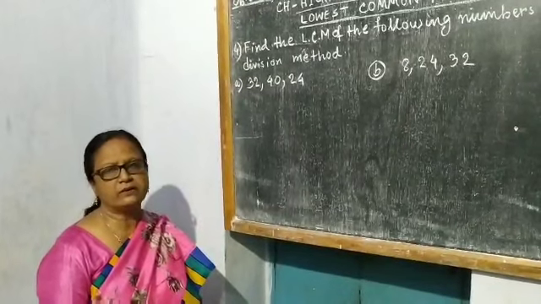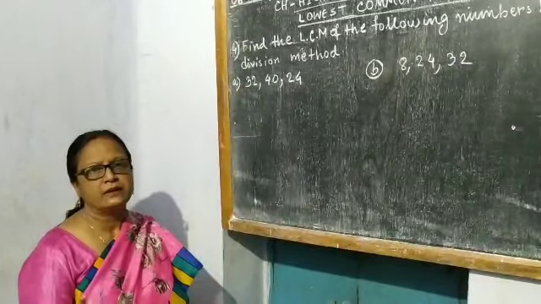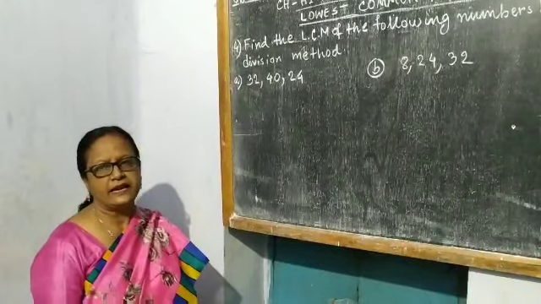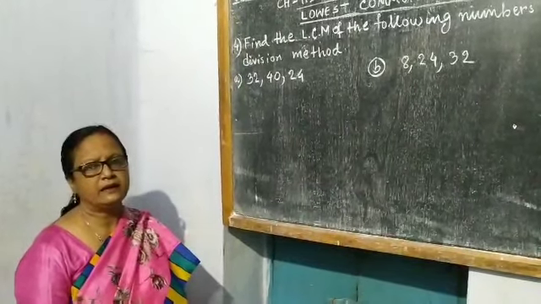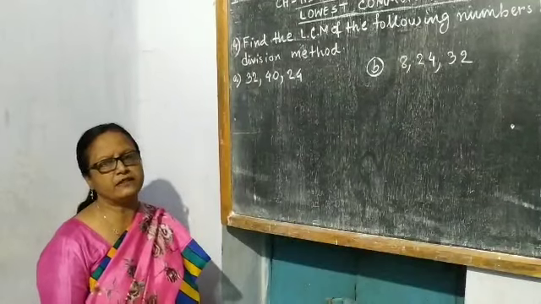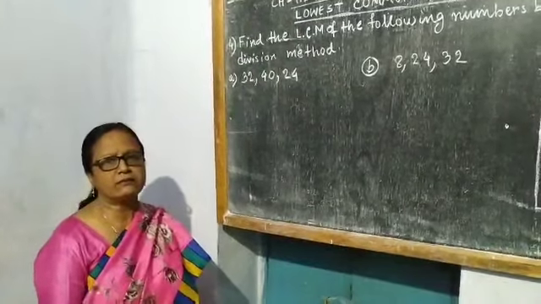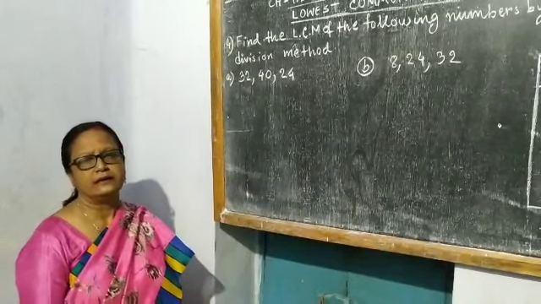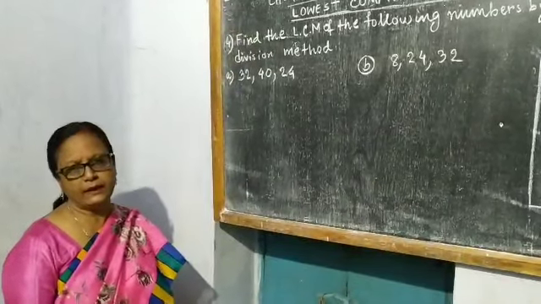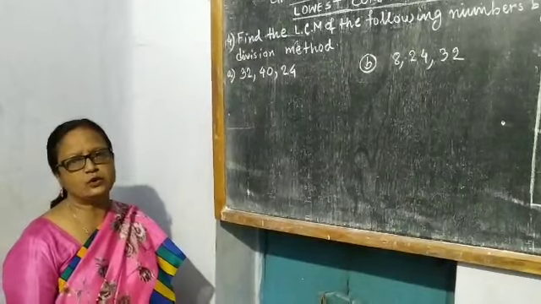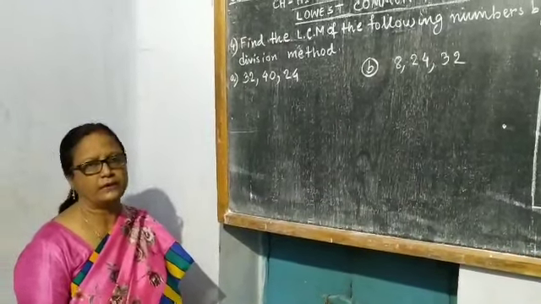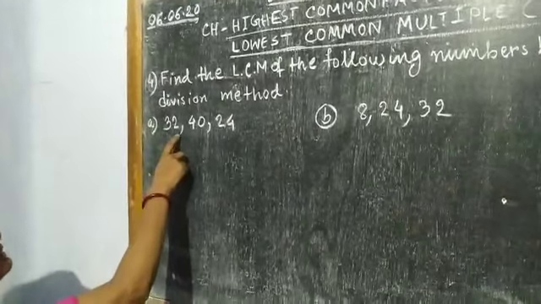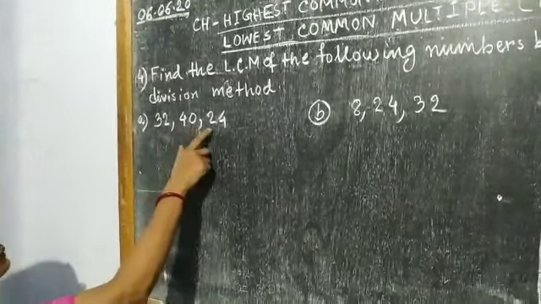In the division method, in the last step, all the numbers have no common factors except 1, and in the case of the repeated division method, the quotient of all the numbers will be 1. Now let's do sum number 4a. You have to find the LCM of 32, 40 and 24.